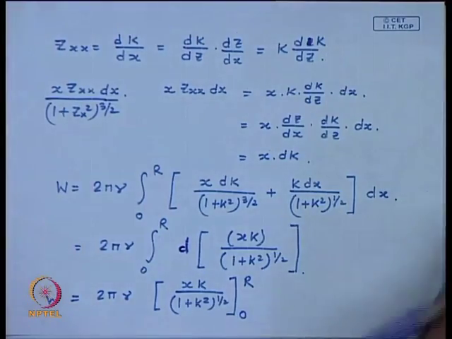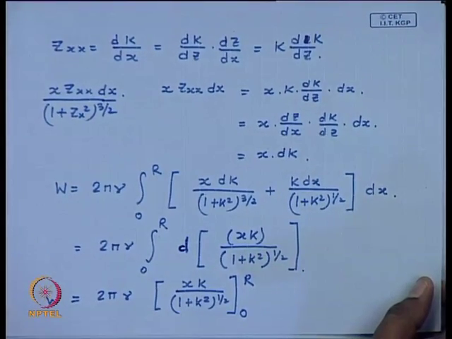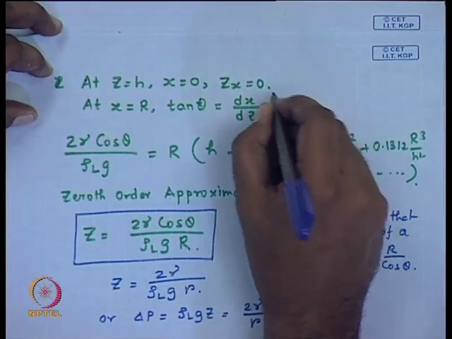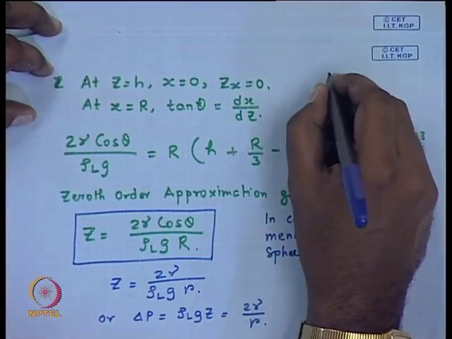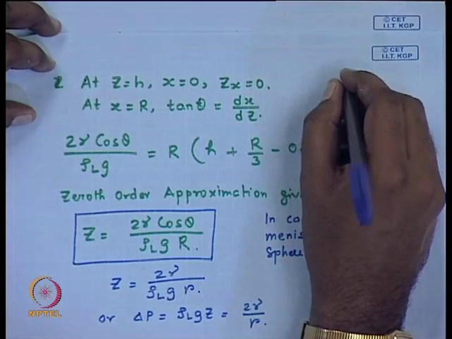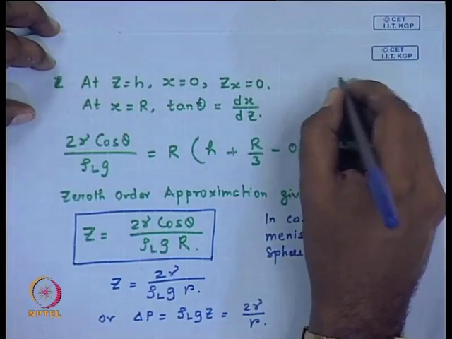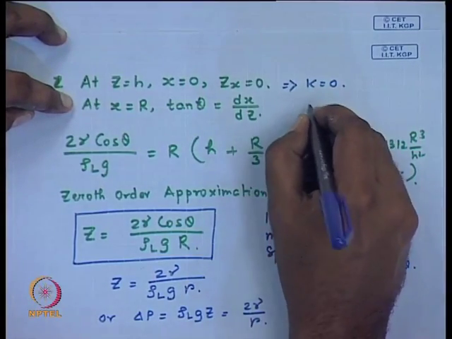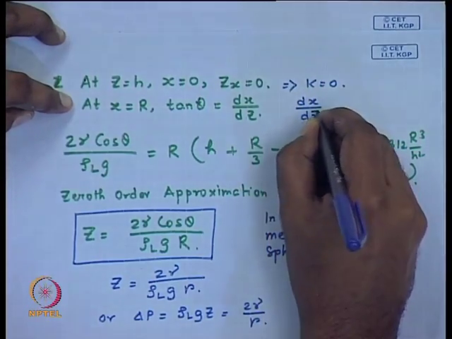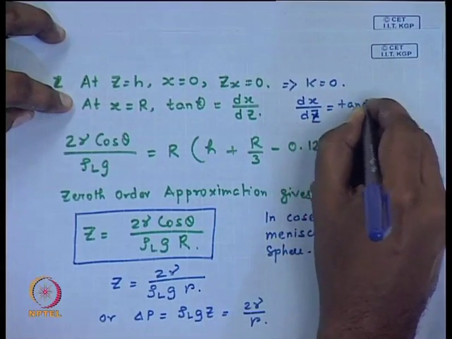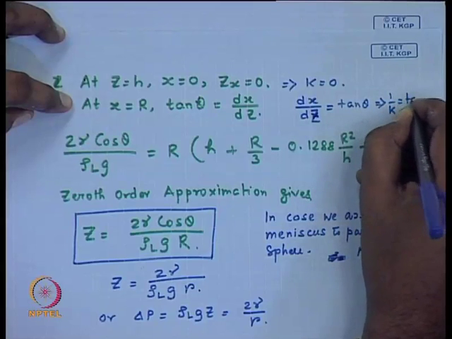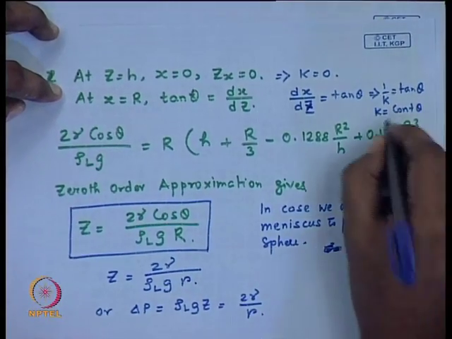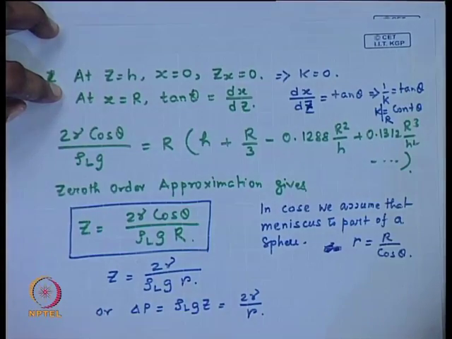Now, let us have a look at how the boundary conditions get changed. What are the boundary conditions we had? We had at z equal to h and x equal to 0, dz/dx is equal to 0. So the boundary condition turns out that here you get k equal to 0, and at x equal to r, dx/dz is tan theta. So, 1 by k is tan theta. So, at r, k equal to cot theta. This is the modified boundary condition.